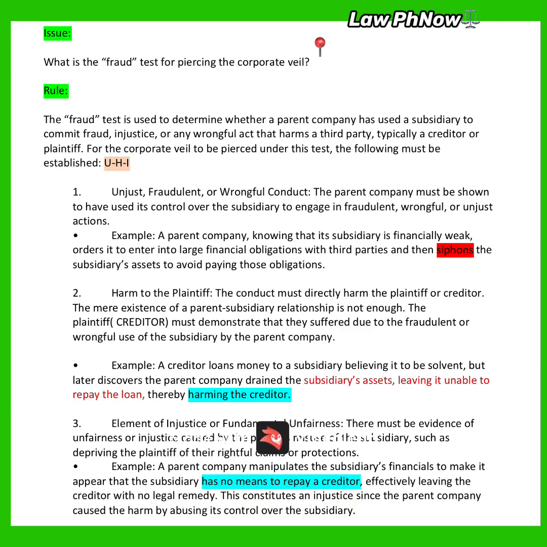Issue: what is the fraud test for piercing the corporate veil? Rule: the fraud test is used to determine whether a parent company has used a subsidiary to commit fraud, injustice, or any wrongful act that harms a third party, typically a creditor or plaintiff. For the corporate veil to be pierced under this test, the following must be established.